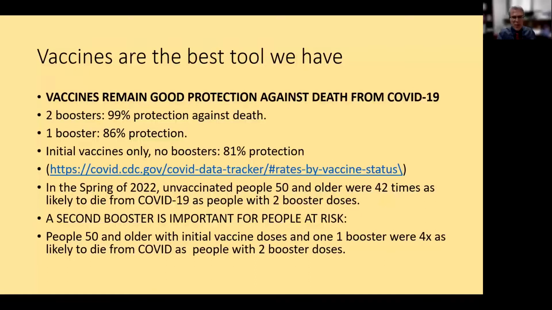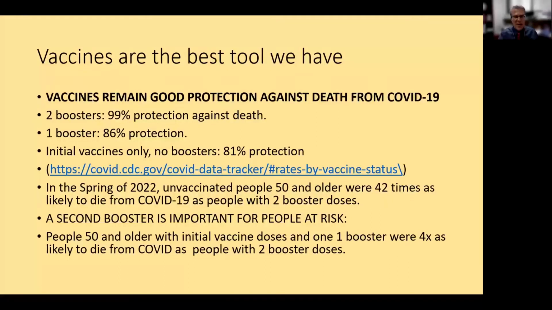People 50 and older with initial vaccine doses, the first 2 vaccines, and only 1 booster, were 4 times as likely to die from COVID as people with 2 booster doses. These numbers are straightforward. I think they're reasonably easy to get across and to understand. Okay, 4 times as likely to die as people with 2 booster doses.